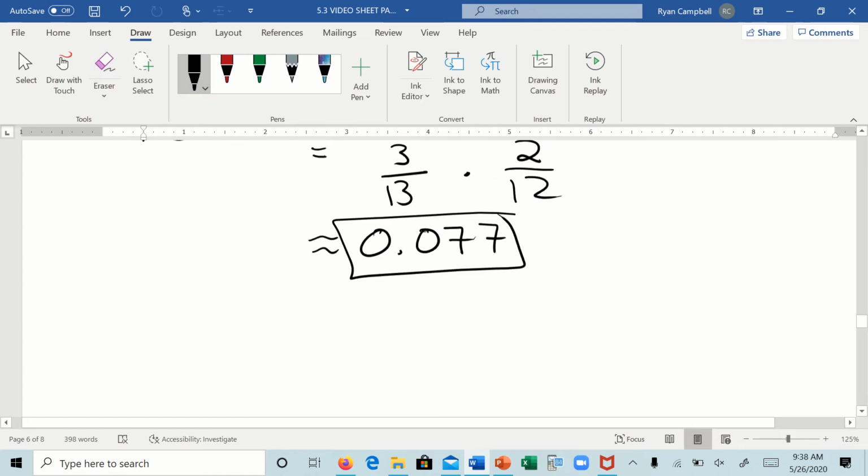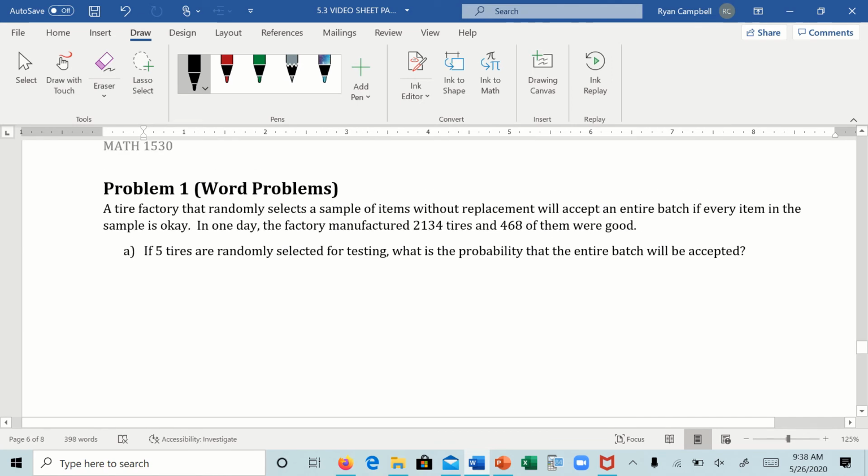All right, let's do problem number 1 on our word problems. A tire factory that randomly selects a sample of items without replacement will accept an entire batch if every item in the sample is okay. In one day, a factory manufactured 2134 tires and 468 were good. If 5 tires are randomly selected for testing, what's the probability that the entire batch will be accepted?